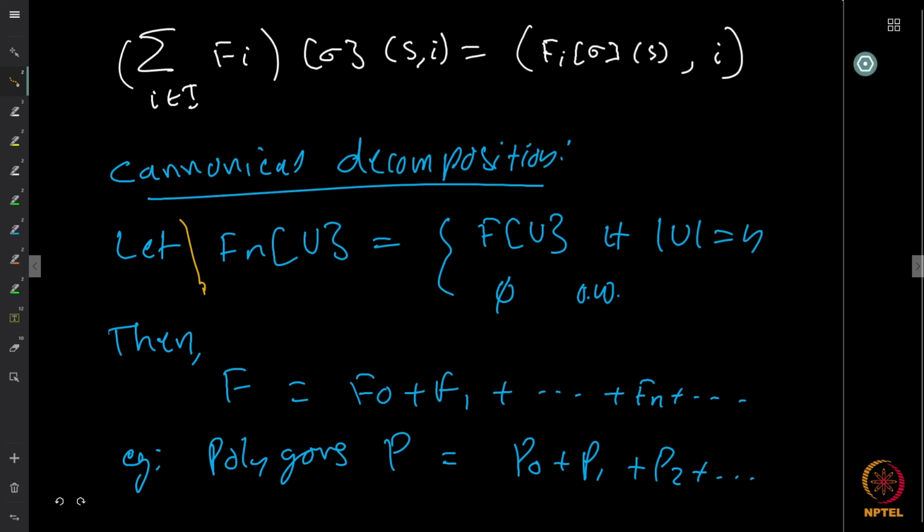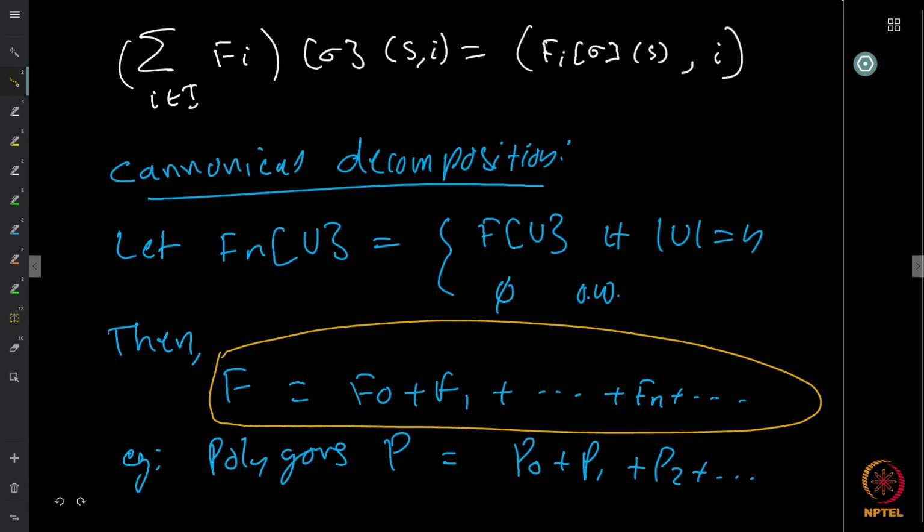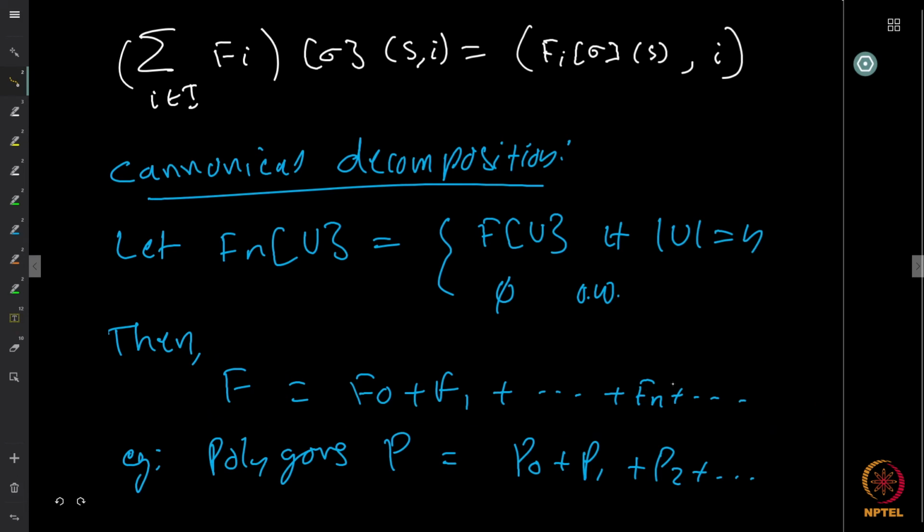So Fn of U is basically F of U if U has precisely n elements, and if U has more or fewer elements, there is nothing that you can define on it that belongs to Fn, right? So this way we can always decompose. So the family F, the species F, is now the sum of the species F0, F1, F2, etc.